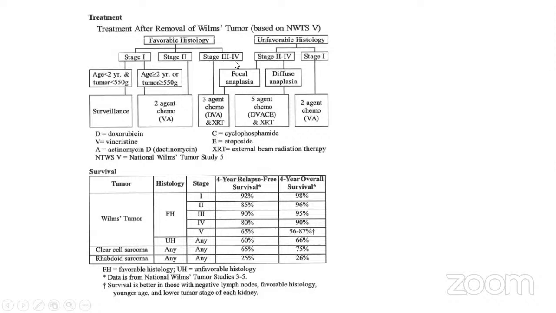For stage 3 to 4, 3-agent chemotherapy: doxorubicin, vincristine, and actinomycin. This is if it is favorable histology. Unfavorable histology is stage 1 or stage 2 to 4. Stage 1, we will do 2 agents, vincristine and actinomycin D.